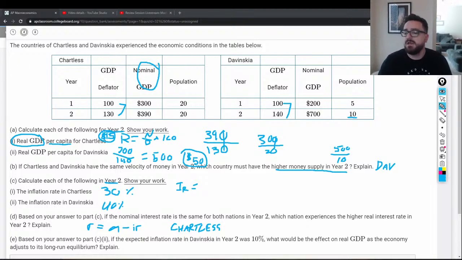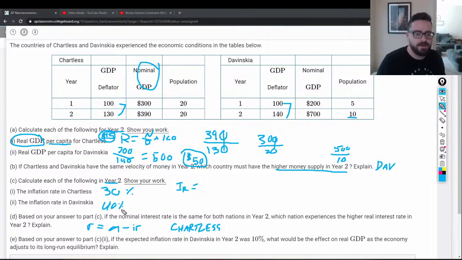Okay. E, based on your answer to part C, double I. So specifically this guy. Okay, so 40%. If the expected inflation rate was 10%, what would be the effect on real GDP as the... Oh my God, it's a long-run self-adjustment question. Why would you do this? Okay. What would be the effect on real GDP as the economy adjusts to its long-run equilibrium? I'm going to graph this, I guess.